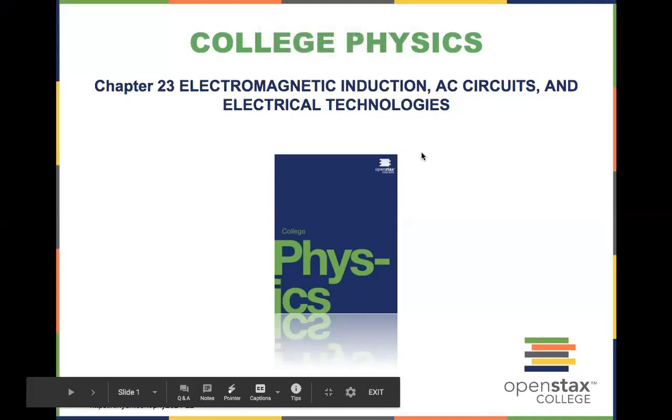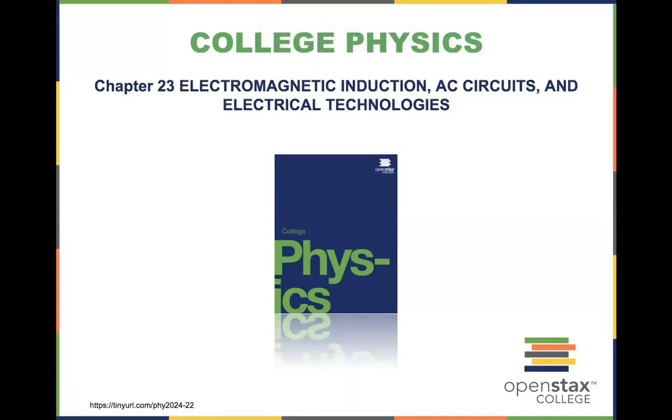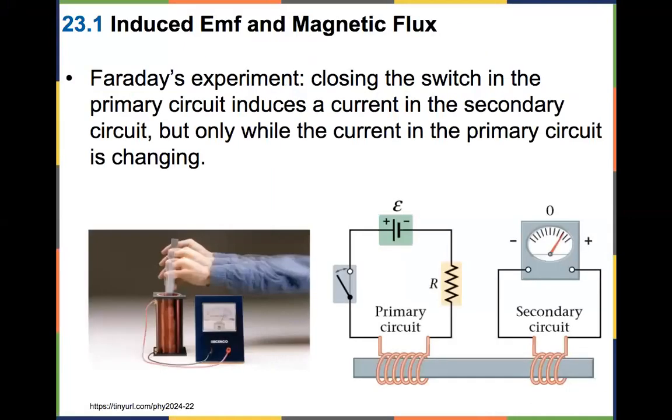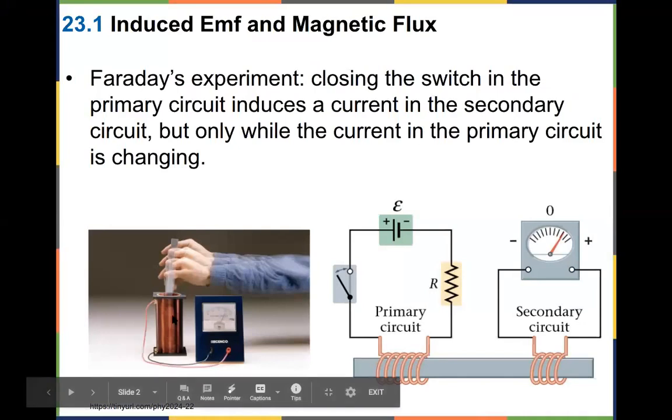Okay, so we'll still be looking at chapter 23, electromagnetic induction, for today. Last time we talked about how, if you have a magnet approaching a coil, there will be an induced current in that circuit. Or if you have a setup like this on the right, where you have a primary circuit and a secondary circuit, then a change in current in the primary circuit will induce a current in the secondary circuit.